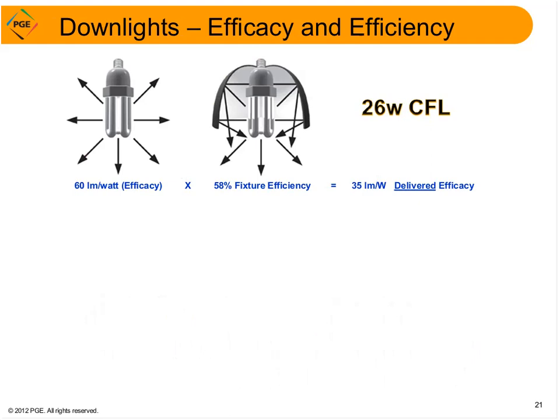Now when you get to downlights, this is where efficacy really comes into play. And efficacy, again, is like your miles per gallon, this is your lumens per watt. So here we have a CFL with an efficacy of 60 lumens per watt. However, you put it in a fixture that only has 58% efficiency, and the lumens per watt that's delivered to the room is only 35. So that's quite a bit less.